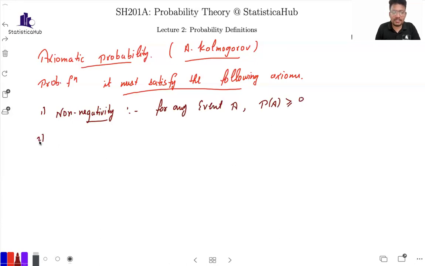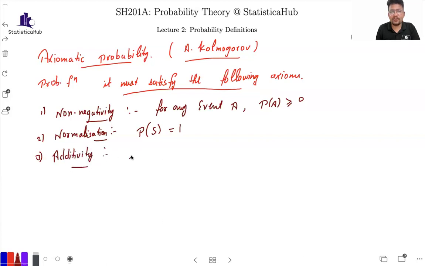The second property that he said, before moving on, is normalization. That means to say the probability of the sample space, the complete sample space, must be 1. Okay, and there is a third property, or the third axiom, that is the additivity.